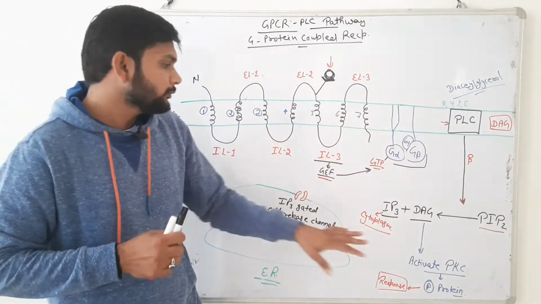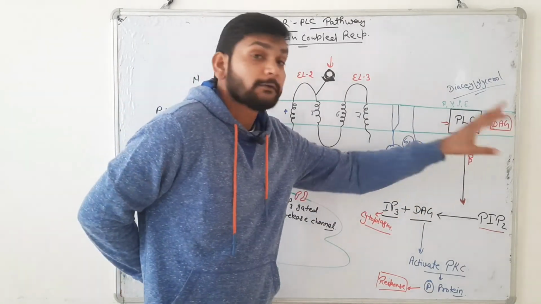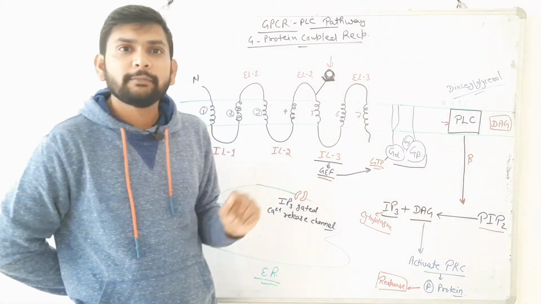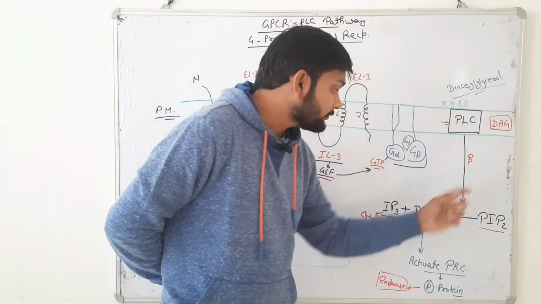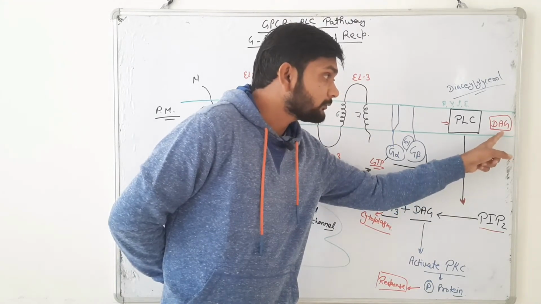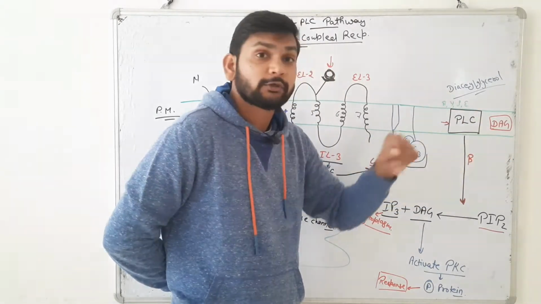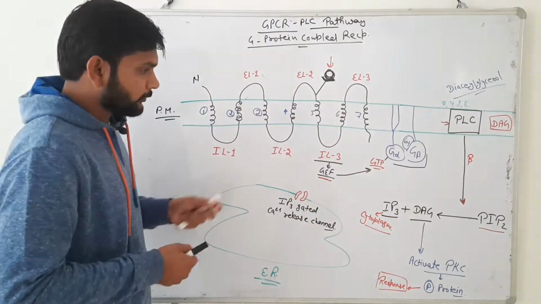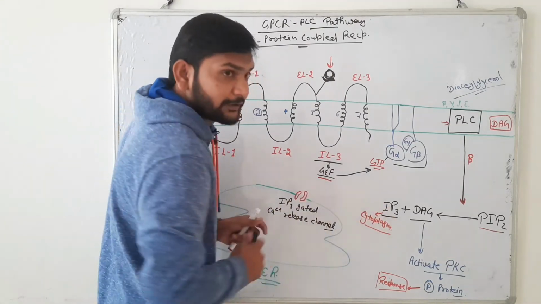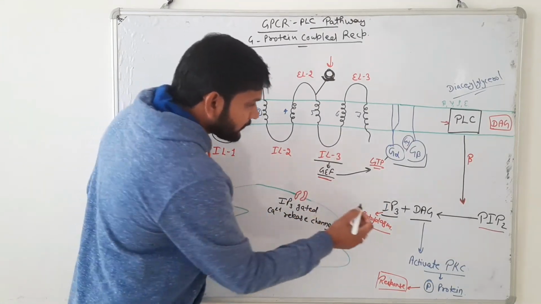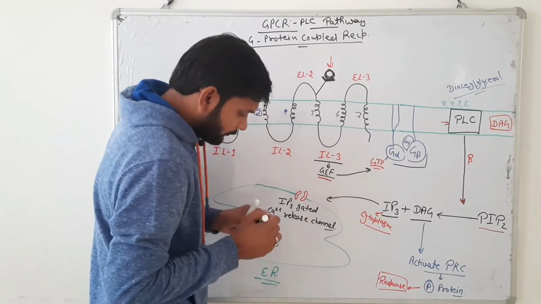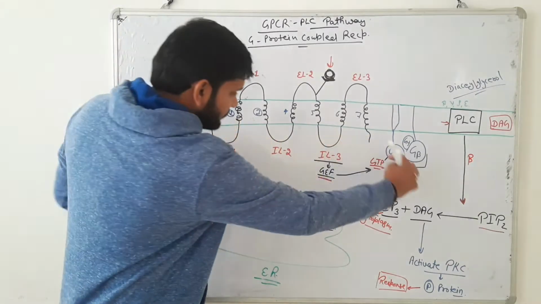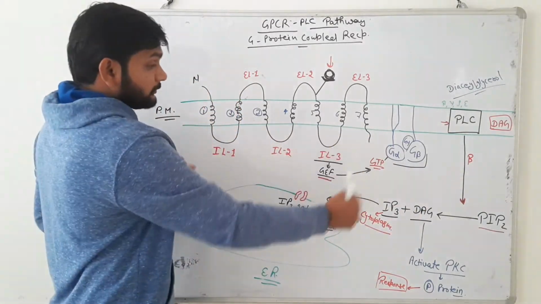We are going to see what the work is. Here DAG, diacylglycerol, remains embedded in the plasma membrane. And what will be the work of DAG? First we are going to check the role of IP3. IP3 goes to the endoplasmic reticulum, because this is part of the cytoplasm of the cell.